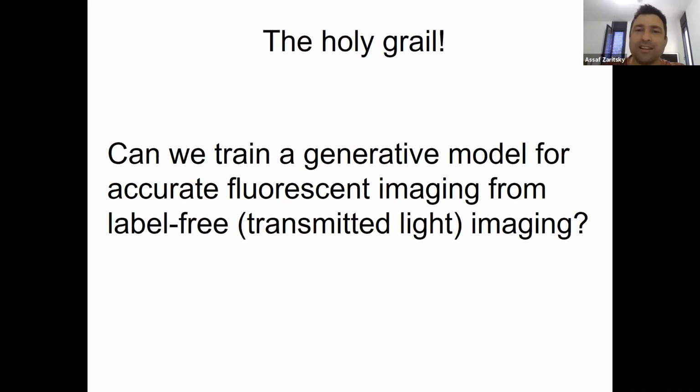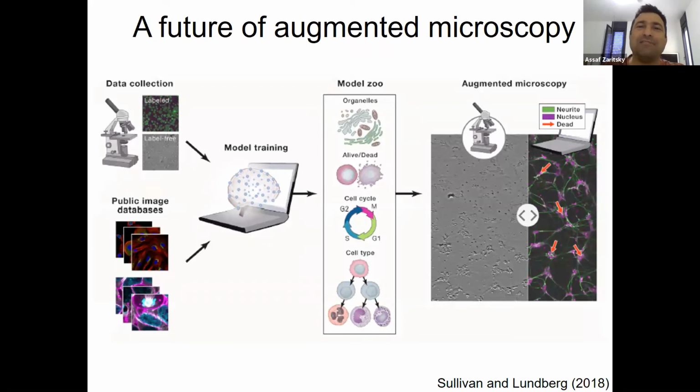So if we can do that, the future of augmented microscopy would be that you can do data collection, combine it with different data sets and do model training, and then ask different questions on the same data sets and integrate everything together to get a holistic representation of the super complex biology that currently we can only look at from one angle at a time, and we miss everything else.